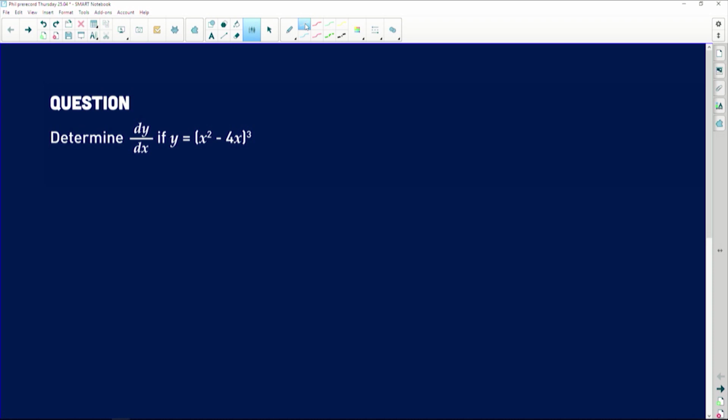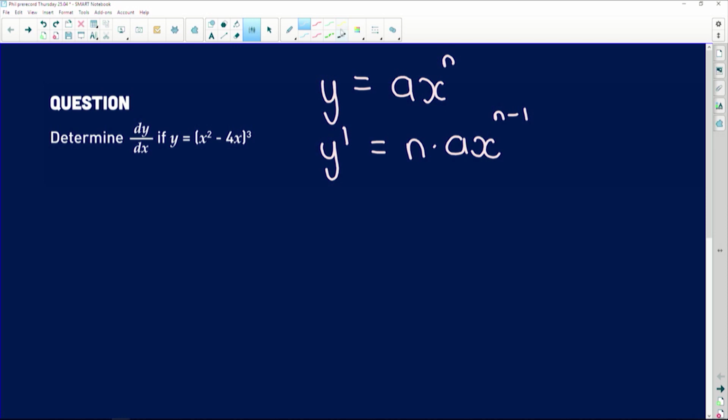Let's have a look at this question because it's actually quite a long one and a bit of an ugly one. So let's jump right into it. It says, determine dy/dx, or just the first derivative, if y is equal to (x squared minus 4x) all cubed. Immediately, when you start dealing with things that have a power in them, you should know that if you have this in the form ax to the power of n, where a is any coefficient, by the power rule, for the derivative you take the exponent to the front, multiply it by the original function, and then subtract 1 from that exponent.